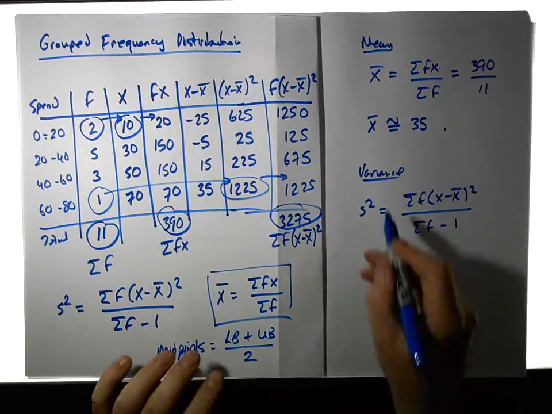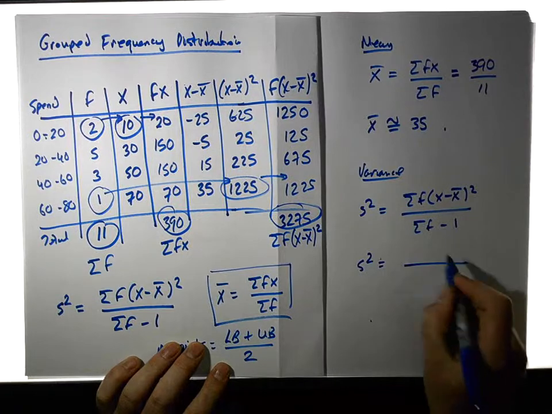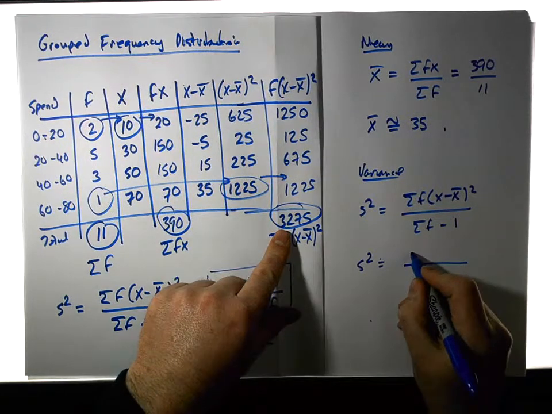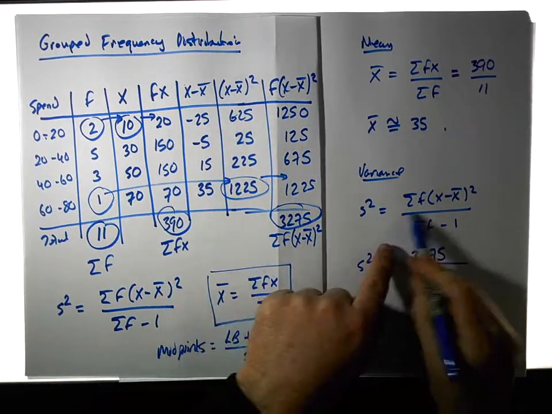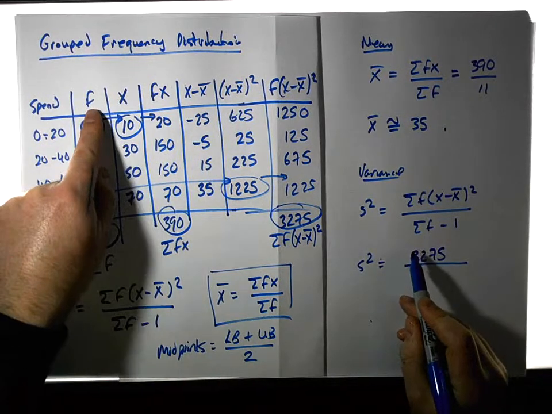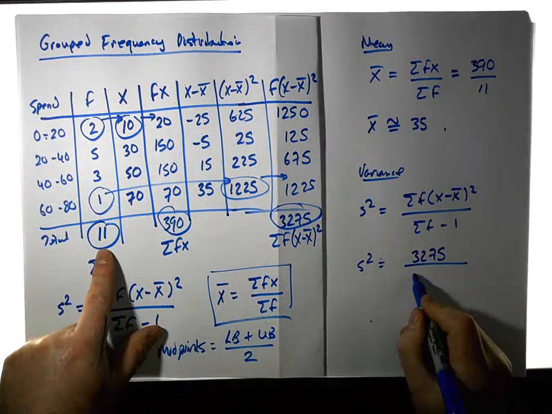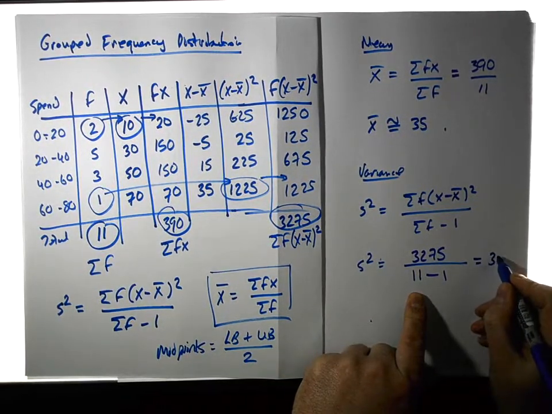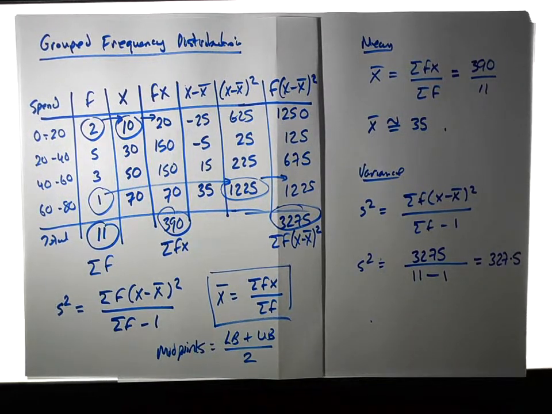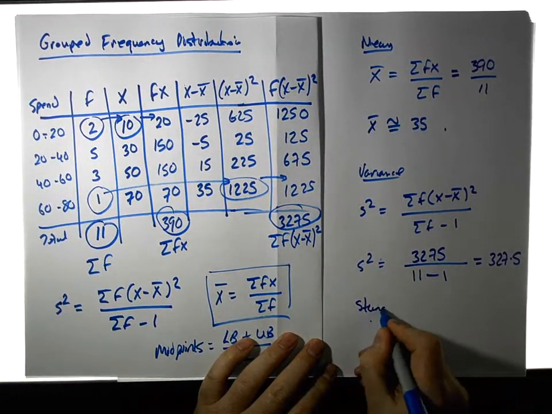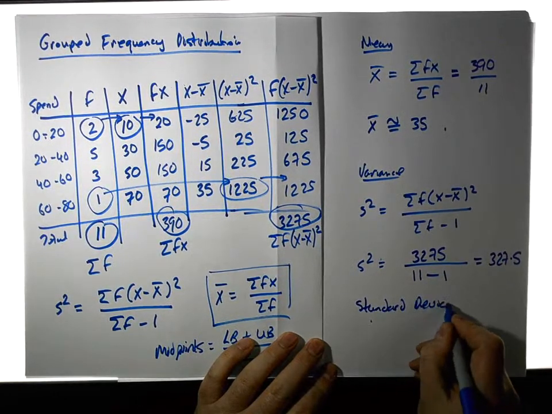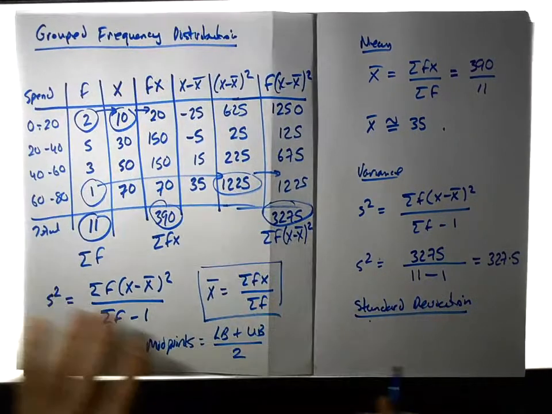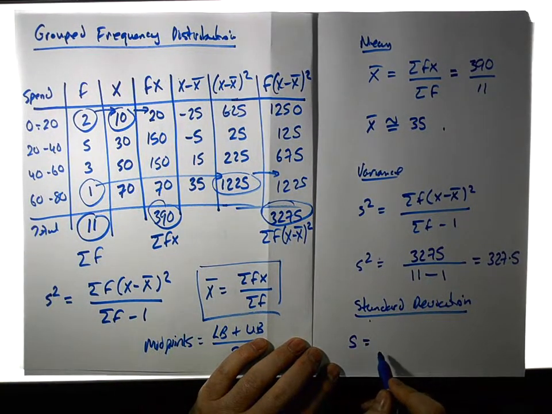So now we can calculate our variance. S squared is the sum of the frequencies times the x minus the x bar squared column, which is 3275, divided by the sum of the frequencies, which is 11, minus 1. So that's divided by 10, which gives us 327.5. And the standard deviation is simply the square root of the variance. So the standard deviation is S, and it's equal to the square root of the variance.